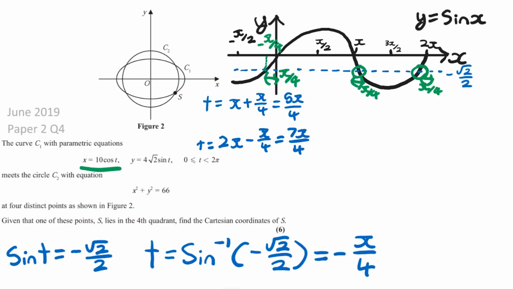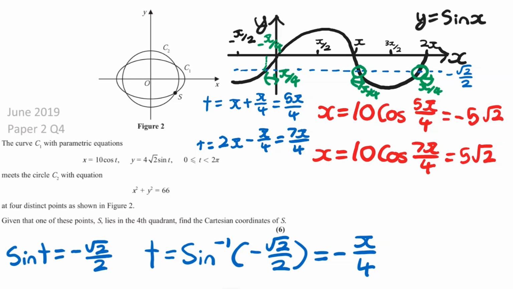Okay, so which t value is it that gives this s here? Let's consider this by subbing these t values into the parametric equation for x. So x is equal to 10 cos t, with 5 pi over 4 and 7 pi over 4. If you put both of these into your calculator, the 5 pi over 4 gives out minus 5 root 2, and the 7 pi over 4 gives out 5 root 2. We know that x is going to be positive because it's in the 4th quadrant, so it's going to be this answer where it gives out the positive number. So therefore t is equal to 7 pi over 4.